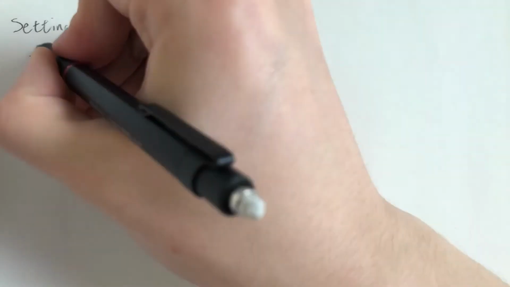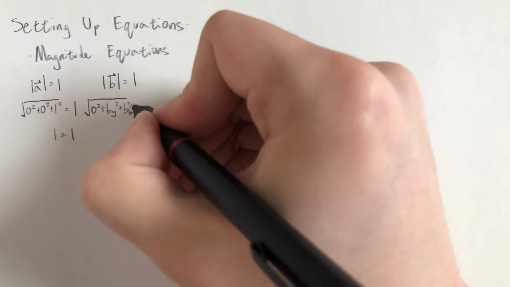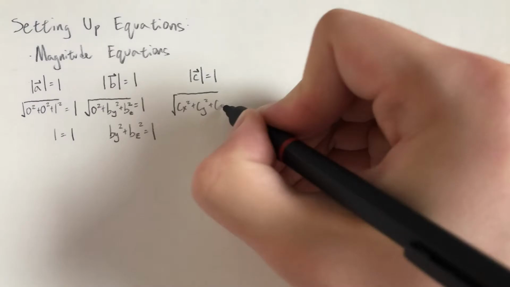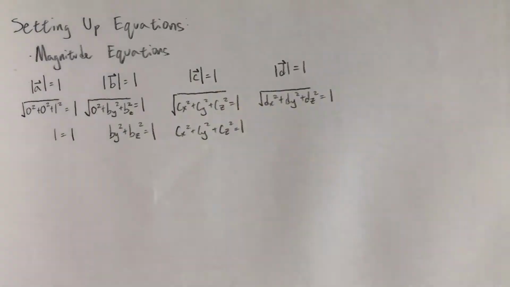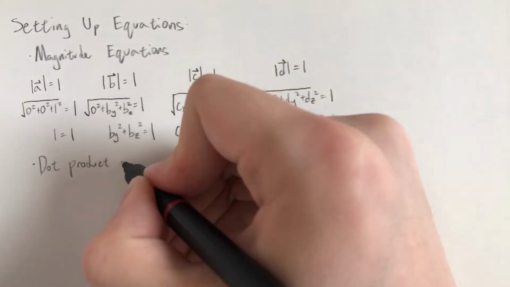Since we have established that the magnitudes of all vectors are equal to 1, we can substitute the components of each of the vectors A, B, C, and D into the magnitude equation. The magnitude equation for vector A is trivial, but we do get some relationships set up for vectors B, C, and D. We can establish some more relationships between variables with the dot product equations.